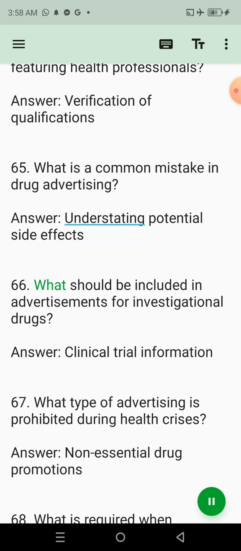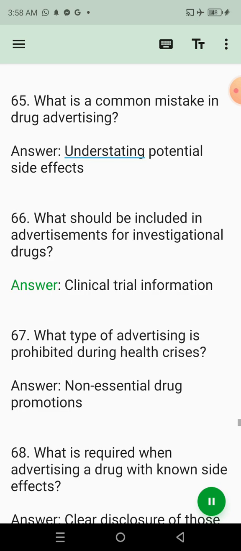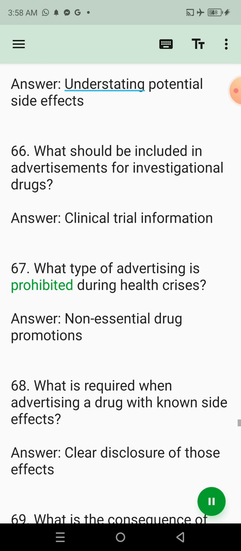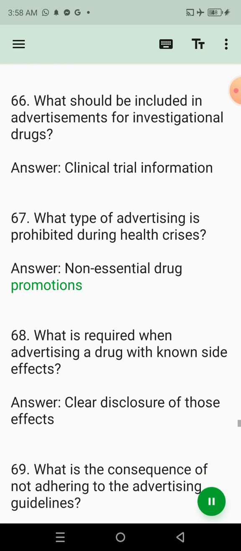66. What should be included in advertisements for investigational drugs? Answer. Clinical trial information. 67. What type of advertising is prohibited during health crises? Answer. Non-essential drug promotions.